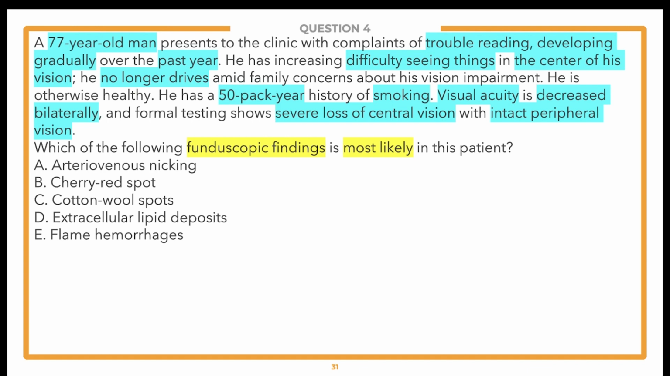Once again, we're going to start with answer choice E and work our way up. E, flame hemorrhages. D, extracellular lipid deposits. C, cotton wool spots. B, cherry red spot. And A, arteriovenous nicking. Let's go ahead and open up the poll and give you all a chance to lock in your answer.